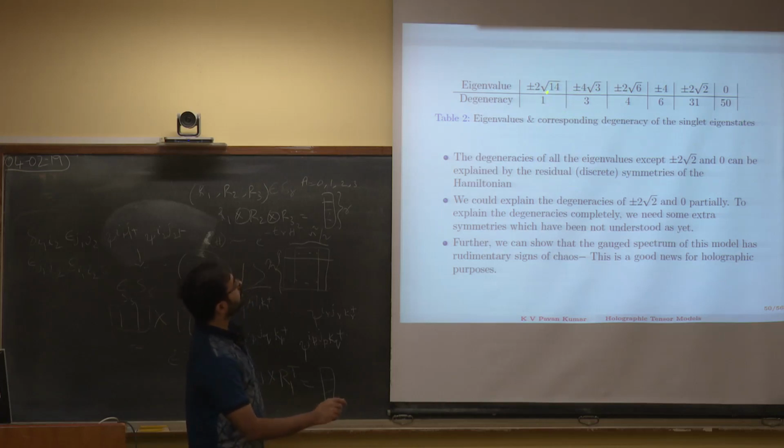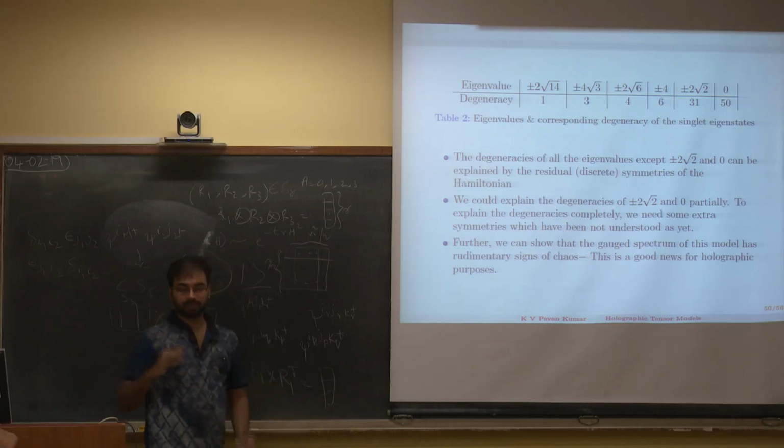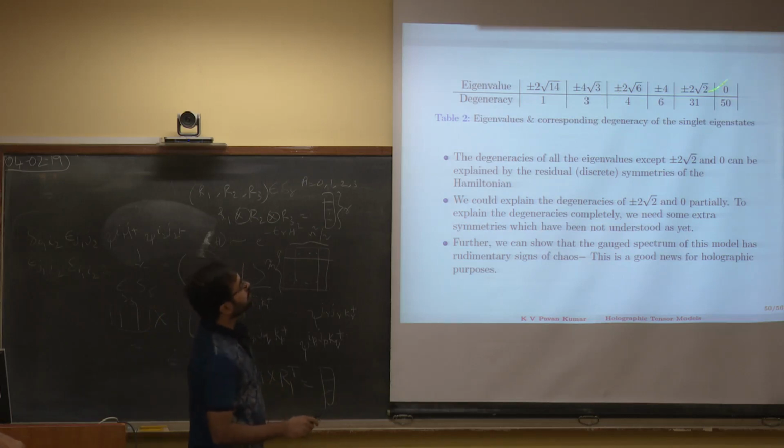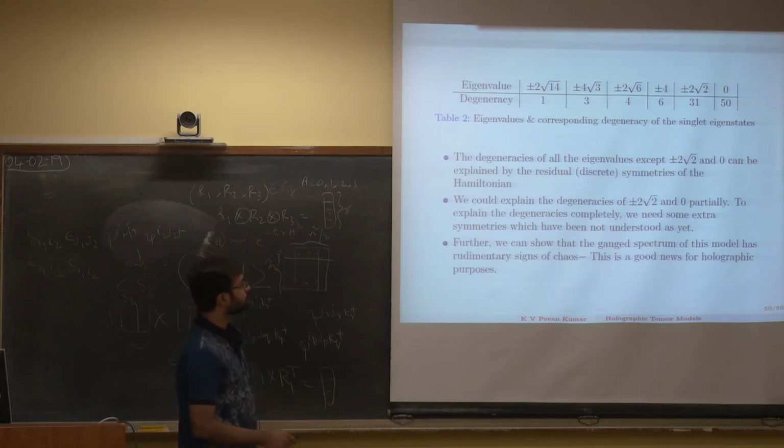For example, this is the ground state and the highest energy state. These are unique, but the rest of them still have degeneracies. Even though we gauged away the entire group, we still have some degeneracies. The degeneracies of the first 4 we can explain completely by identifying the discrete symmetry operators, but the last 2 we can explain only partially. I think there might be some extra symmetries which we still need to identify.